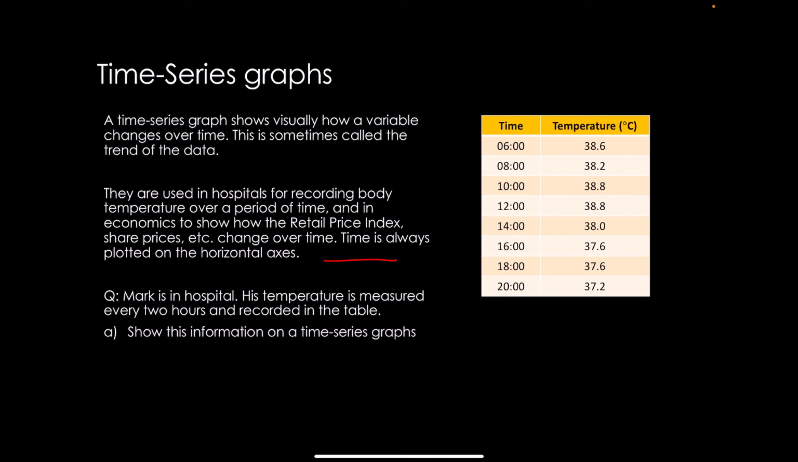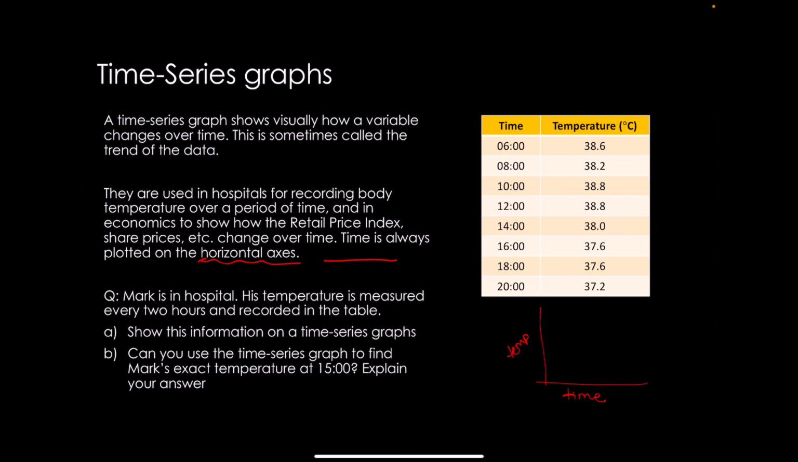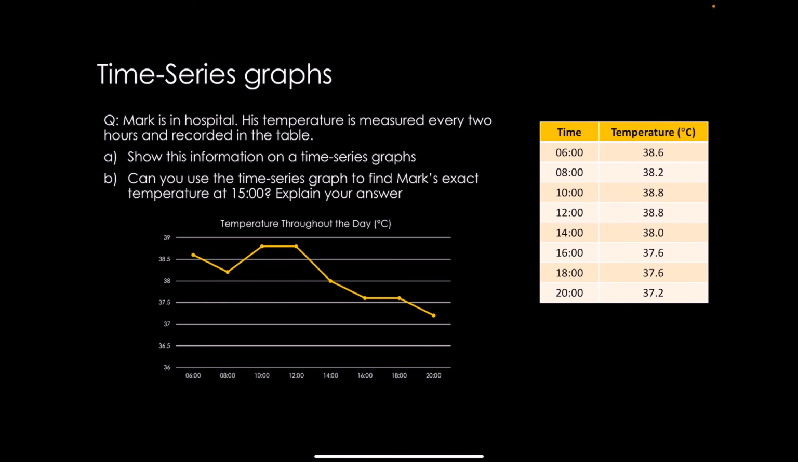The question wants you to show this information on a time series graph. So don't forget, here we would have the time, okay? Here we would have the temperature, because the time is always on the horizontal axis. Question B says, can you use the time series graph to find Mark's exact temperature at 3 o'clock? Explain your answer. Okay, so let's have a quick look at this then.